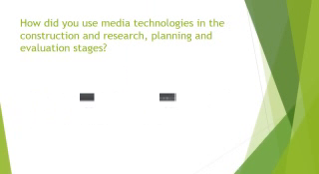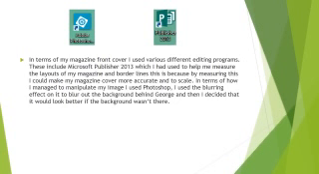How did you use media technologies in the construction, research, planning and evaluation stages? In terms of my magazine front cover, I used various editing programs. These included programs such as Microsoft Publisher 2013, which I used to help me measure the layout of my magazine and the borderlines, which helped me stick to the specific structure. By measuring this, I could make my magazine cover more accurate and to scale in comparison to other magazine front covers. In terms of how I managed to manipulate my image, I used Photoshop.